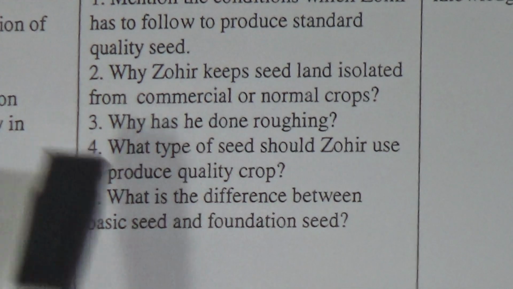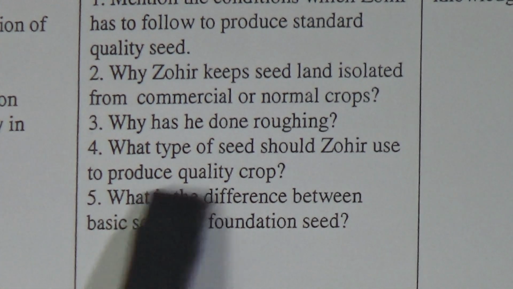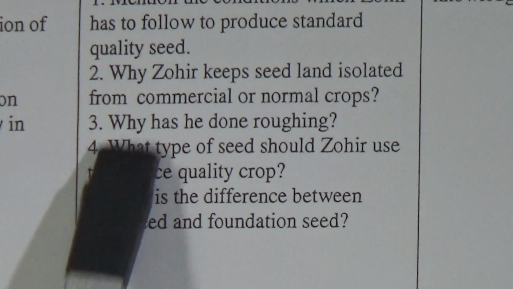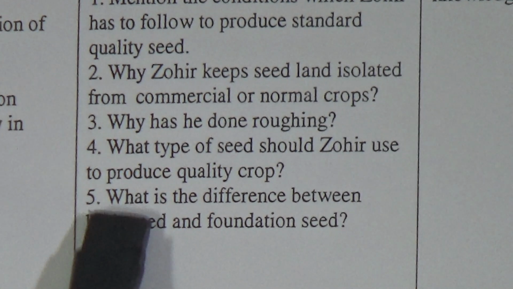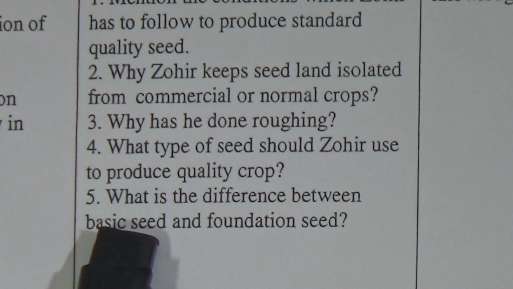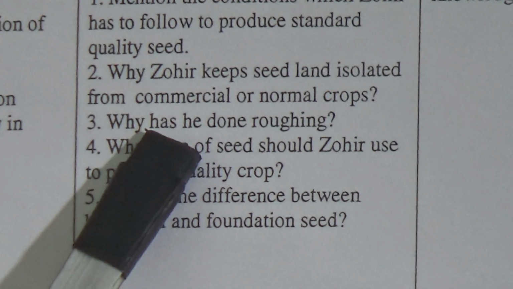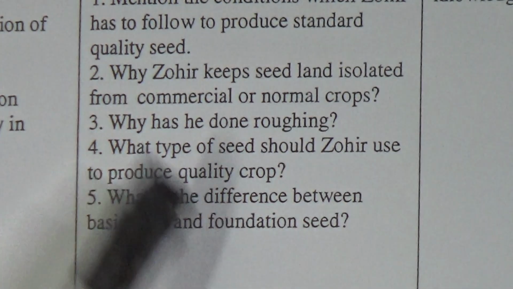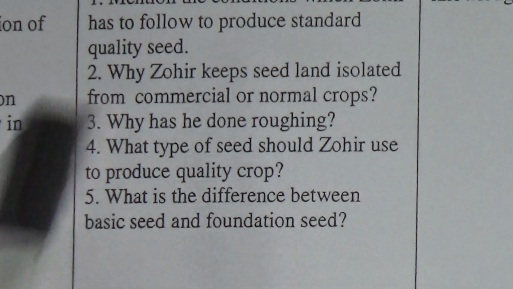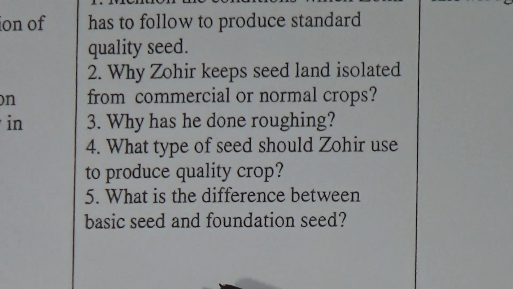Then number 4 is saying, what type of seed should Johir use to produce quality crop? We know that to get very good or standard quality seed, he must use very good or standard quality seed also. So he should use the certified seed, which is authorized. Then number 5, what is the difference between basic seed and foundation seed?